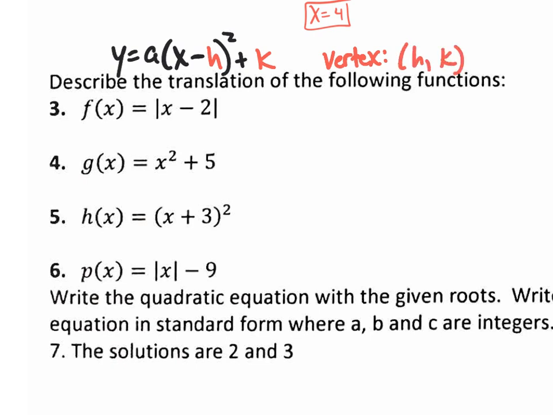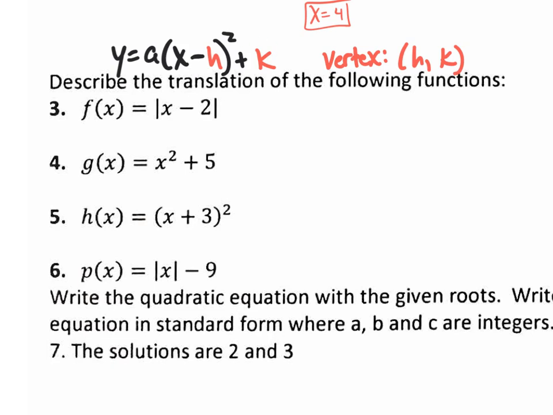Now, what does that really mean? That means that your parent graph ultimately gets shifted h units either left or right, but you have to think opposite of what you see there, and k units up or down, and you take that for what it is because it has a plus sign. Okay, so this is the general format.